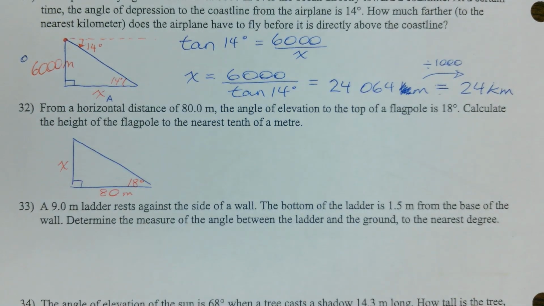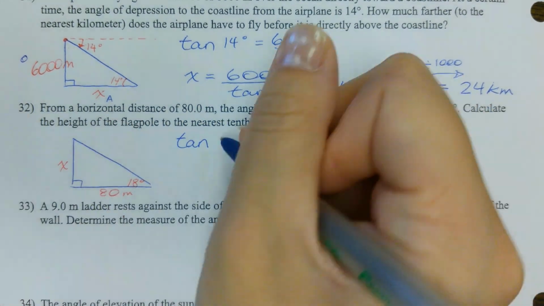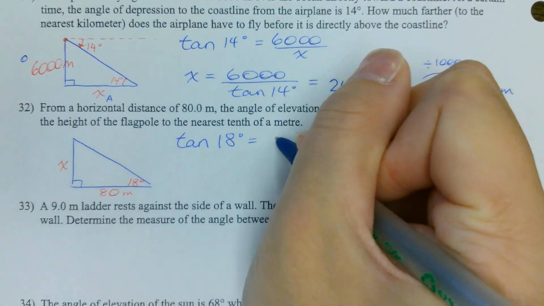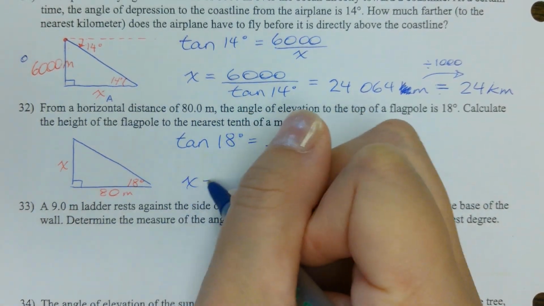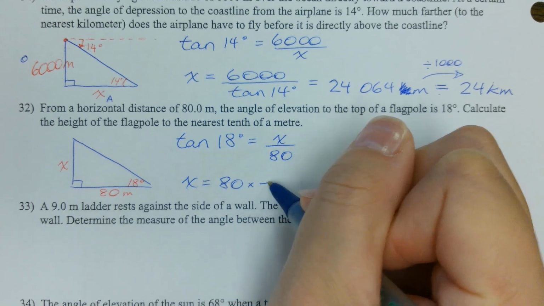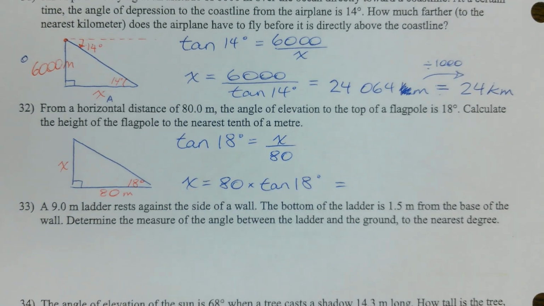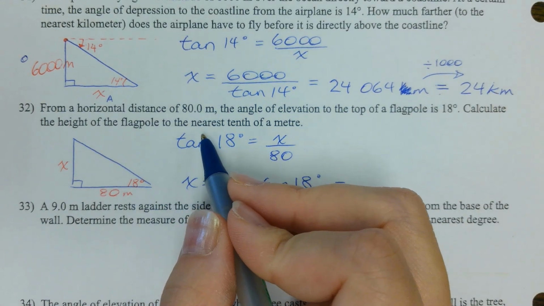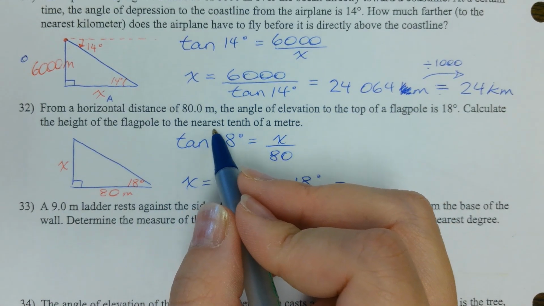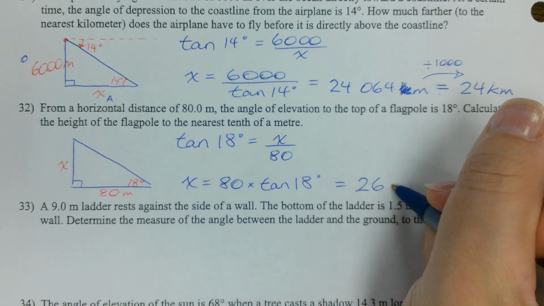So this right here. Okay, so again, it's SOH CAH TOA. Tan, opposite is x over adjacent 80. Since my variable is on the top, that means I'm multiplying. So it's 80 times tangent 18. And you get 25.99. Round to the nearest tenth of a meter. In this case, it's actually still 26.